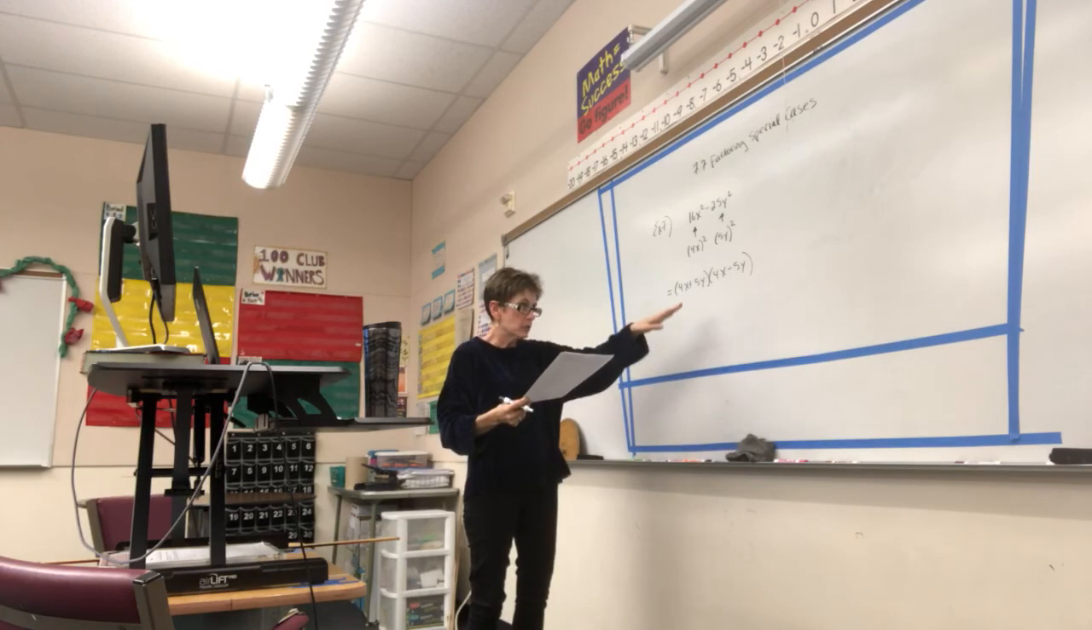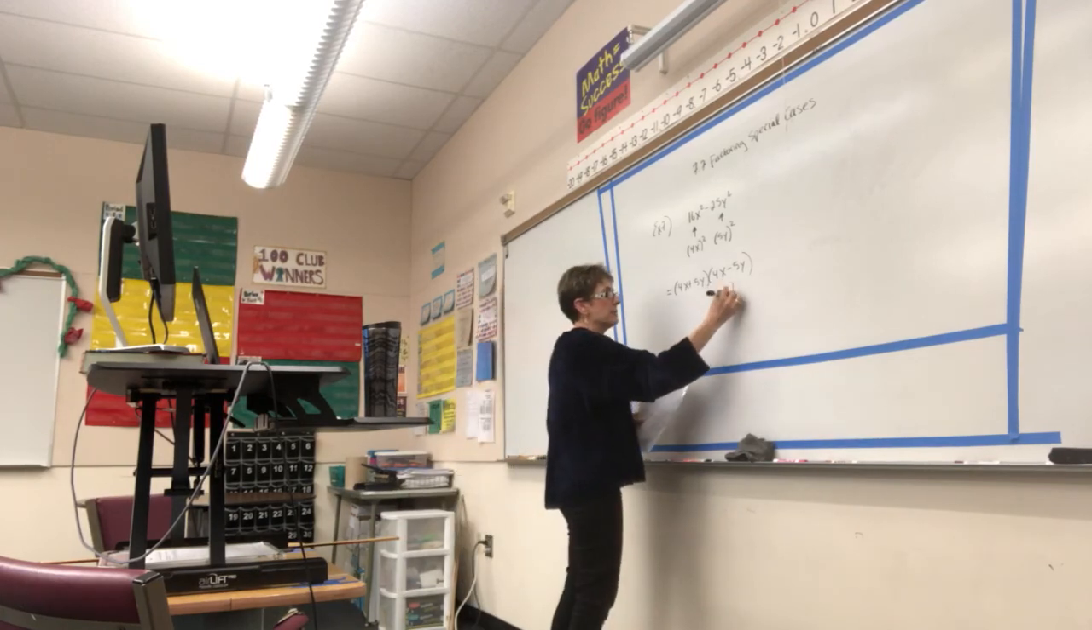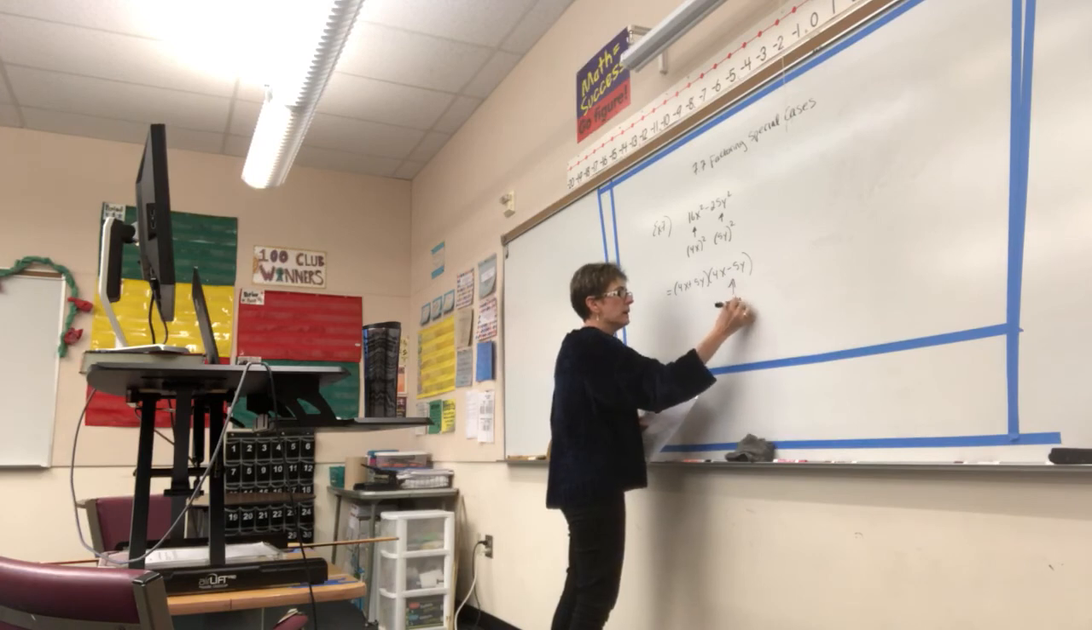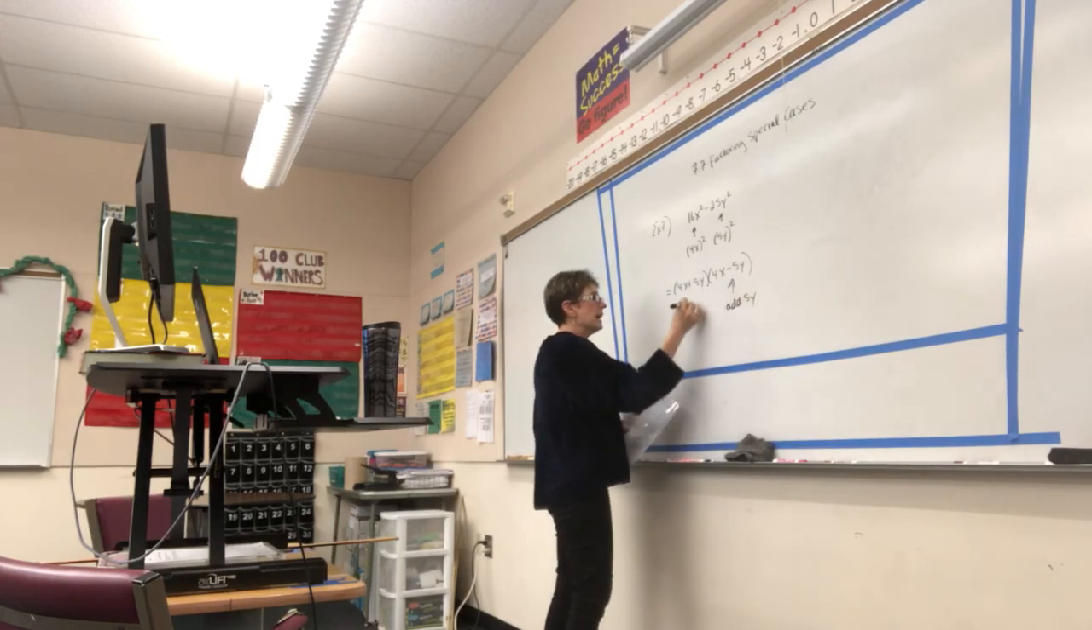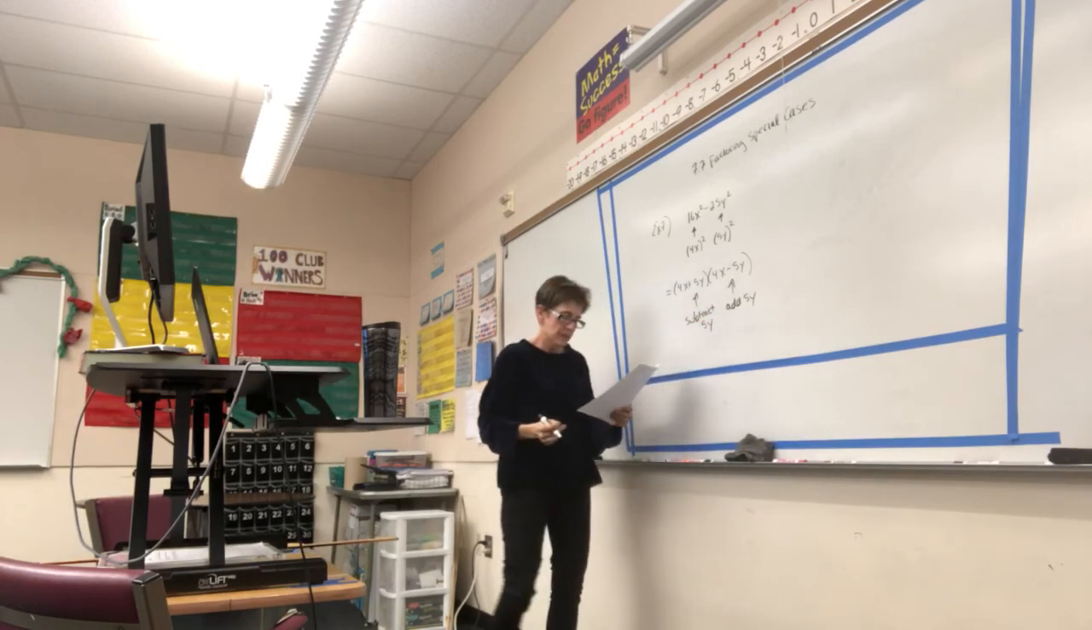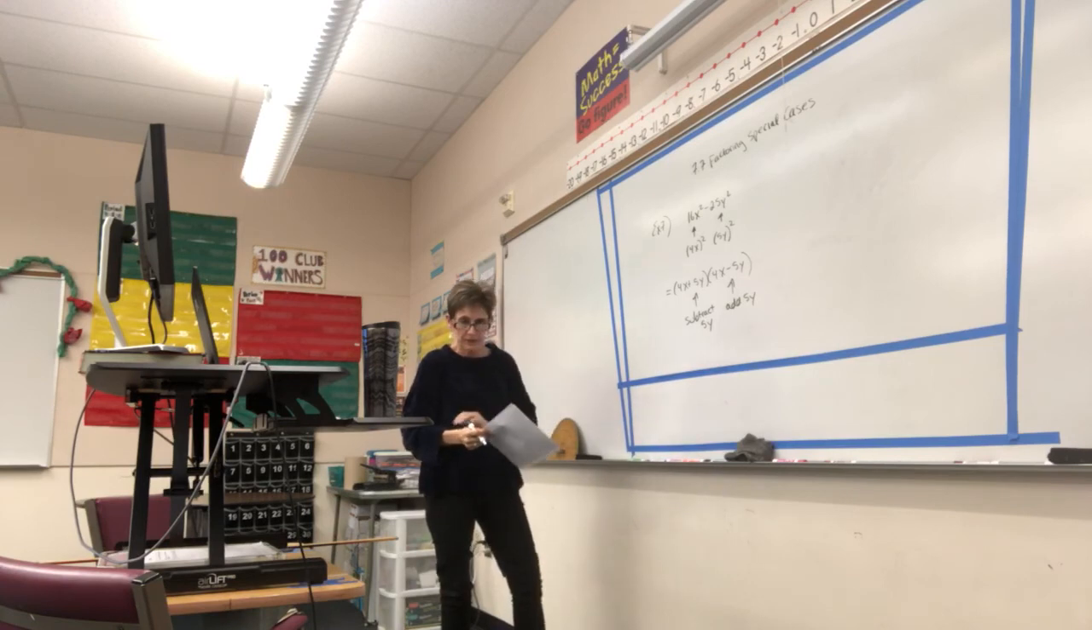Now to make a square, what we would have to do is add 5y to the smaller one. So add 5y here, and then subtract 5y from that one. And then we would have a perfect square.